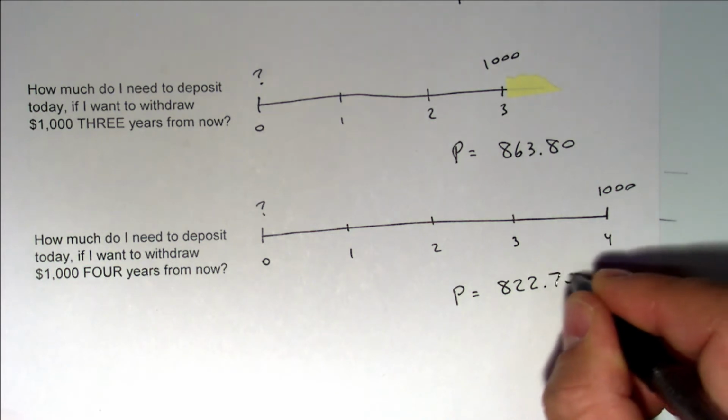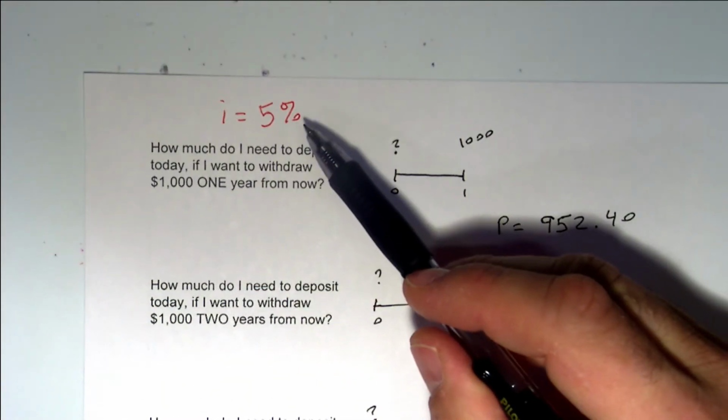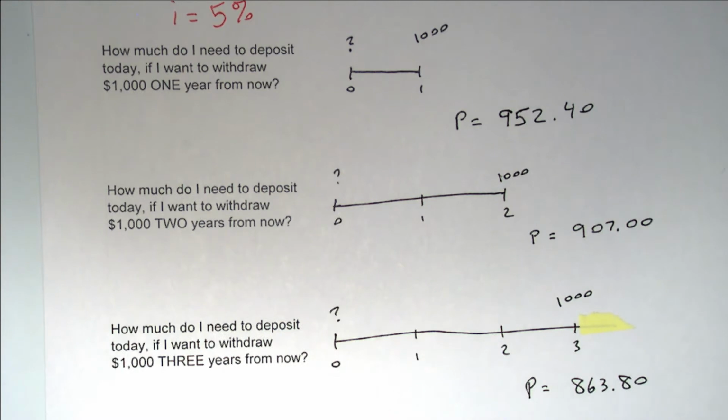822.70. Everybody got what we did? And remember, the interest rate was 5% for each one of these situations. Cool? Any questions on that? That was fun, wasn't it?